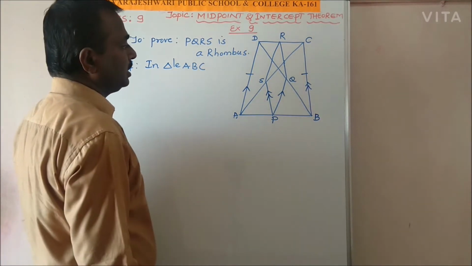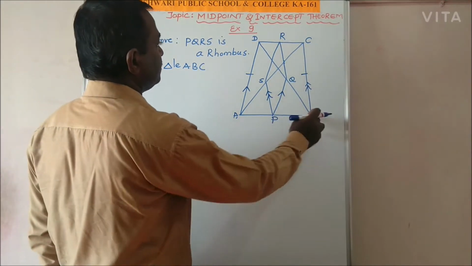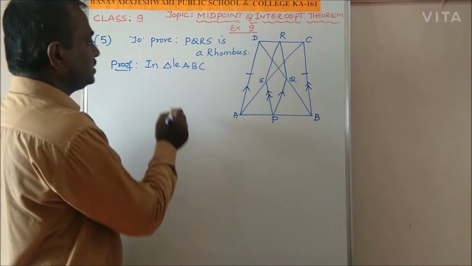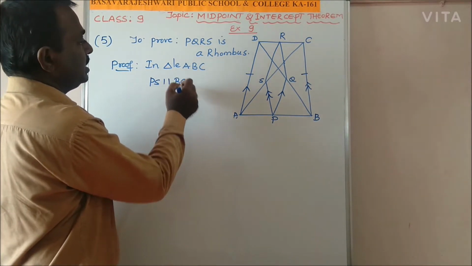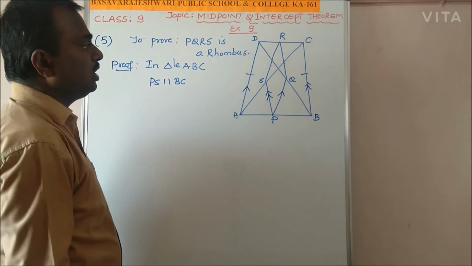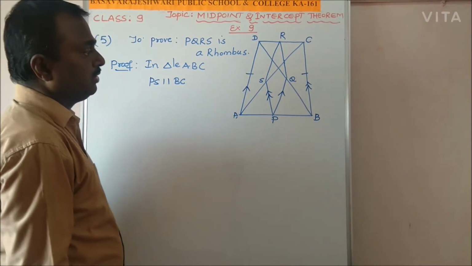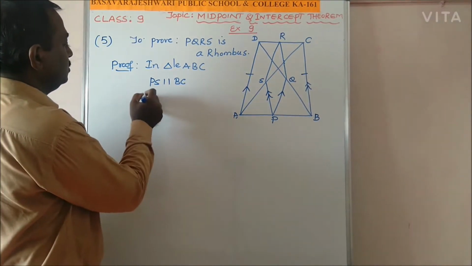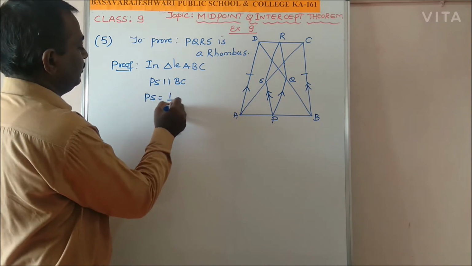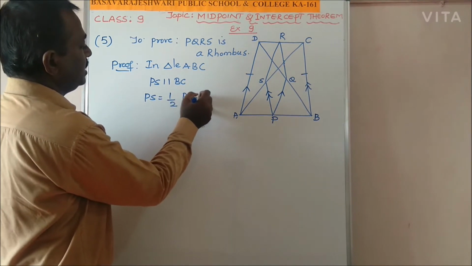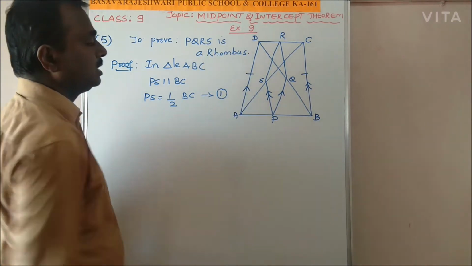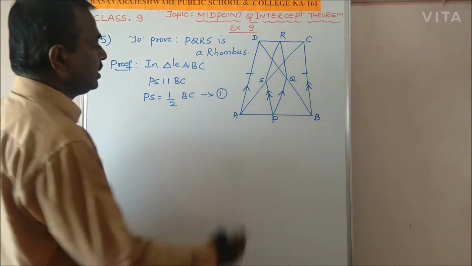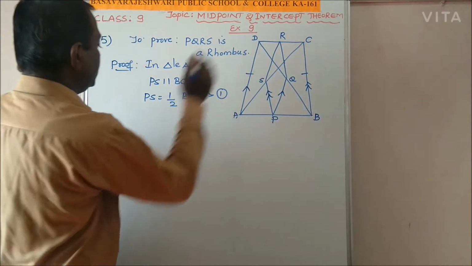if you observe ABC, PS is parallel to BC. Therefore, PS is equal to half of BC. Equation number 1. Correct? Now I will take the triangle ABD.